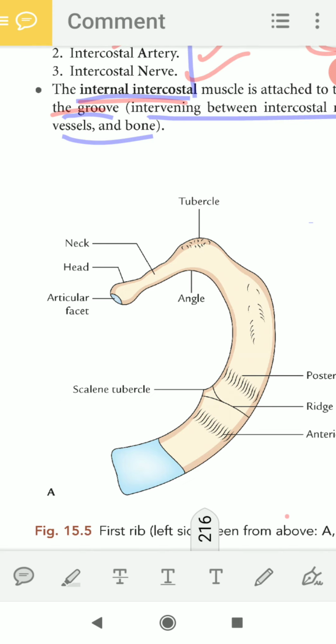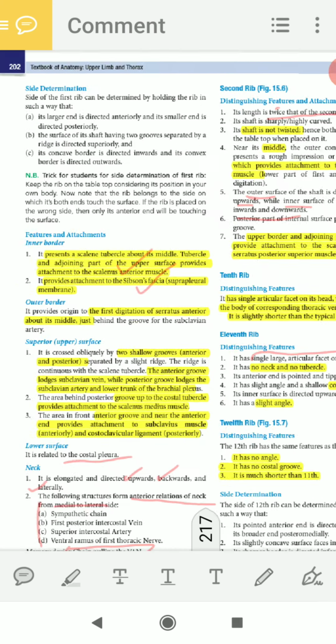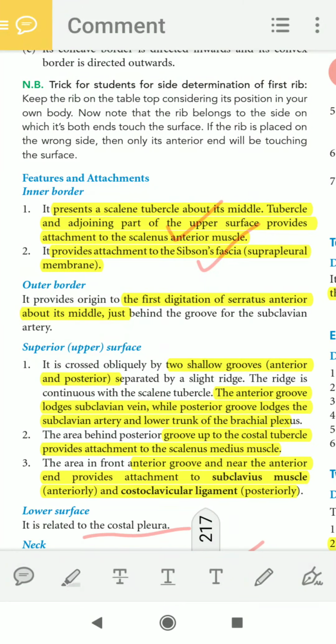Now come to the next border, that is the outer border. The outer border provides origin to the first digitation of the serratus anterior about its middle. So in the outer border, there will be serratus anterior attachment, the first digitation of the serratus anterior. Now come to the superior surface or upper surface.